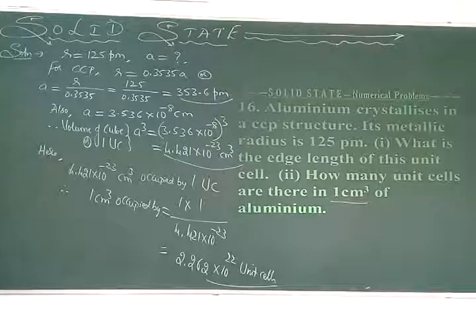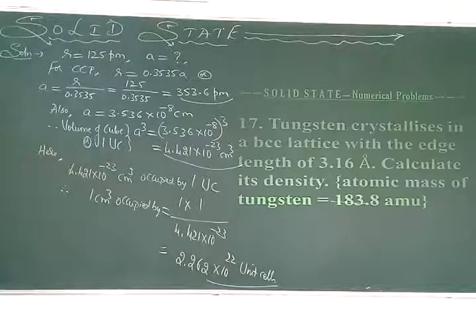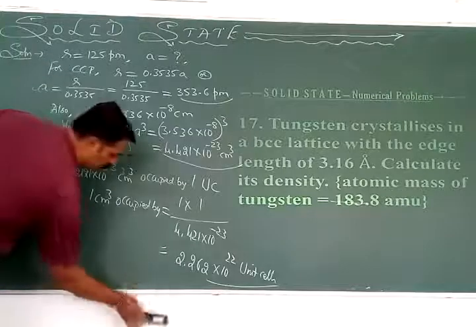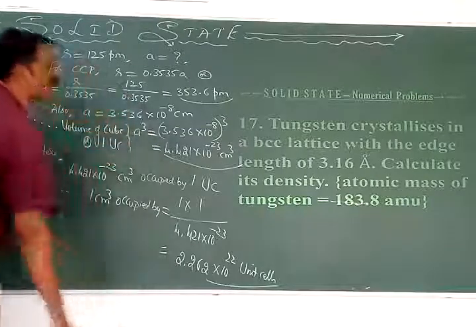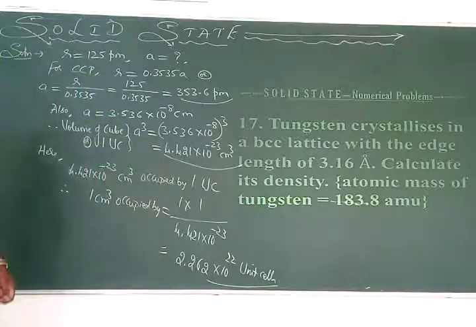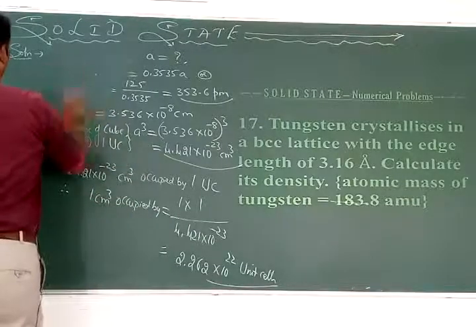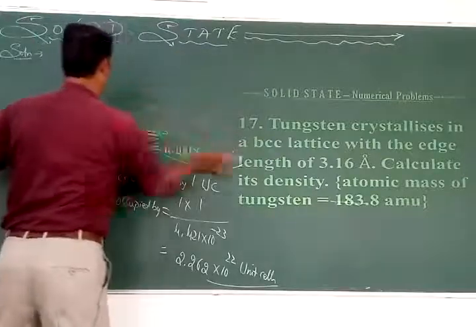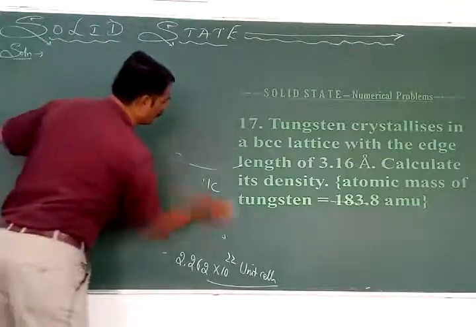So let's have the 17th now. Tungsten crystallizes in a BCC lattice with an edge length of 3.16 angstrom. Calculate its density. Atomic mass of tungsten is 183. I think you have to work on your own. I will just give the values of that.